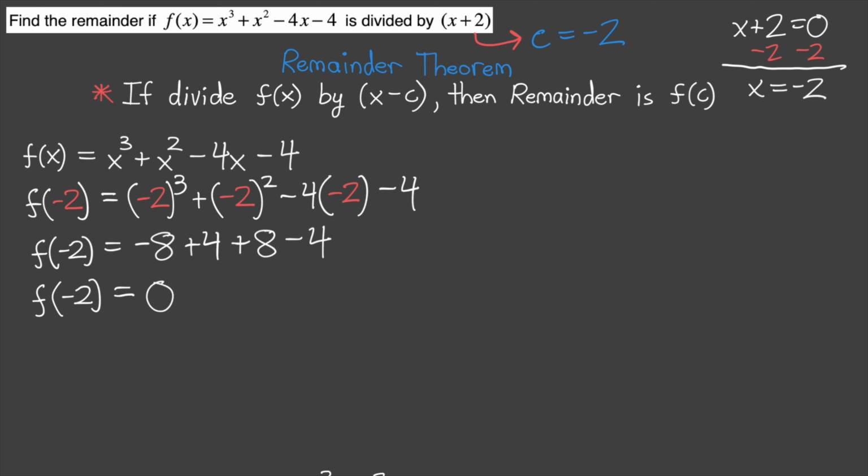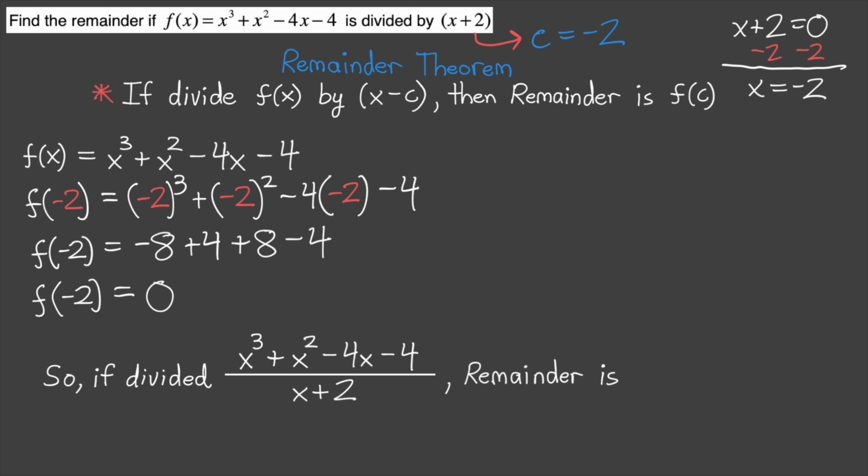So that tells us here another way. So if we divide, it's kind of a better visual of what's happening. So if we divide our function f of x by x plus 2, the remainder would be 0. So there it is. There's our answer. So the remainder is 0. So that's a much faster way of finding the remainder without having to do synthetic or long division.